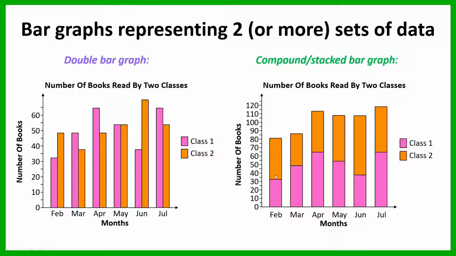Okay, so there are different reasons for using the two different types of bar graphs. You've got the double bar graph that allows you to more easily compare them, and you've got the compound bar graph or the stacked bar graph, which allows you to see the total and still see how the two or more sets of data add up to that total or contribute to that total, but you can't compare them quite as easily. Okay, so that's the bar graph.